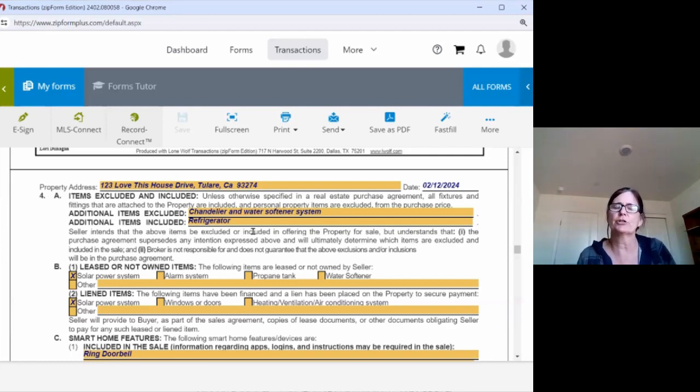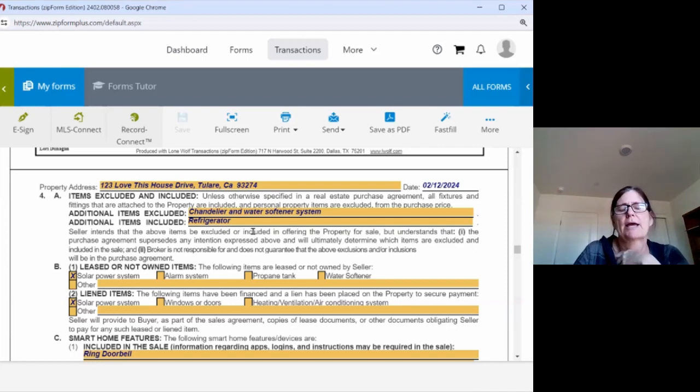And as far as the refrigerator goes, even though we want it to stay, the buyer might not want the refrigerator. And so that could technically be a negotiation term, because the buyer might say, no, I don't want the refrigerator. And then the seller would just need to get rid of it in another way.